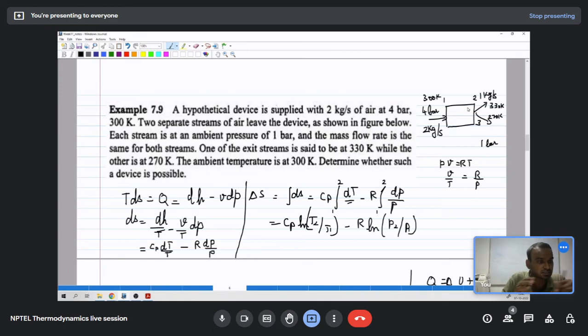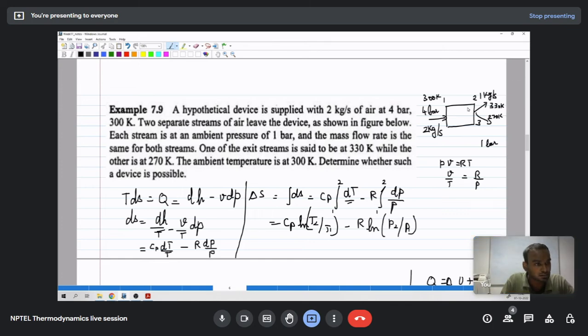Did it make sense? Okay, sir. Understood. Sir, I wondered, in the output the exhaust air is equal in both, sir. Is there any difference in the change in entropy between 3 and 2? Yeah, the temperature is different for stream 3 and stream 2. For stream 3 it is 270 Kelvin and for stream 2 it is 330 Kelvin.